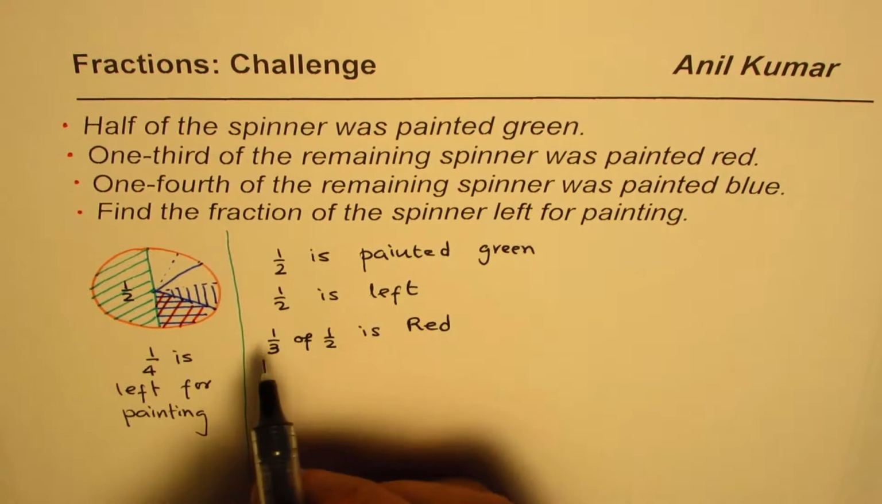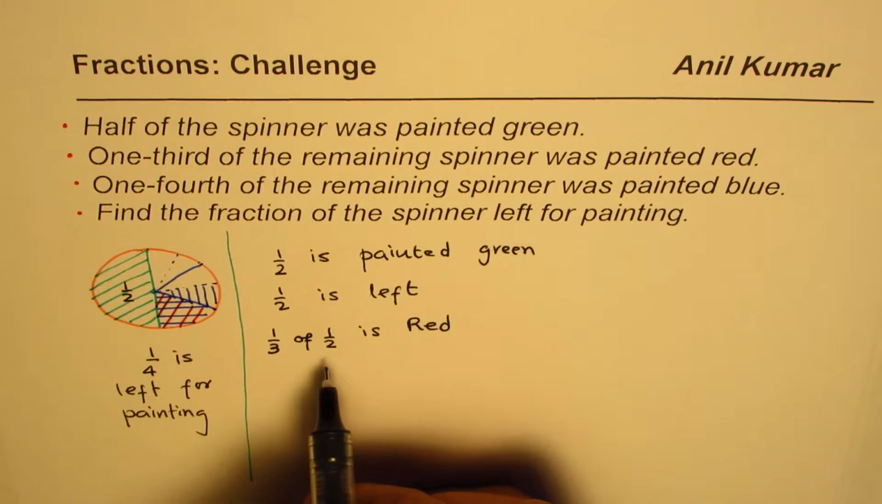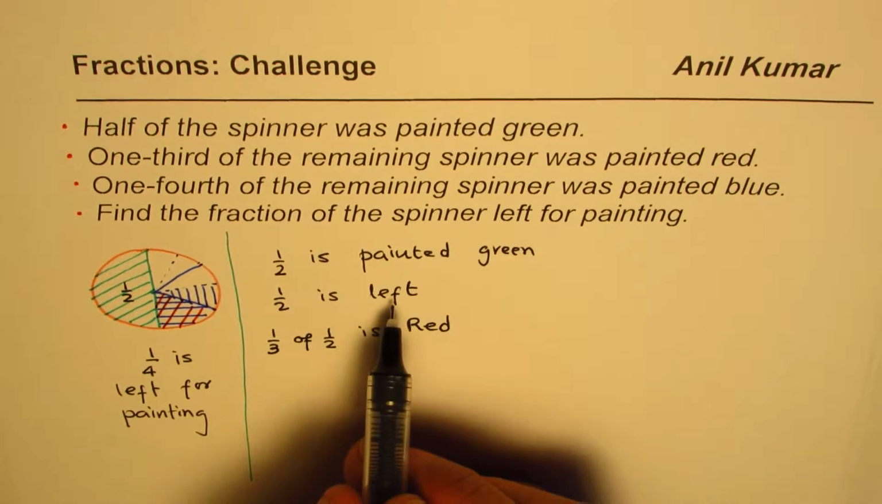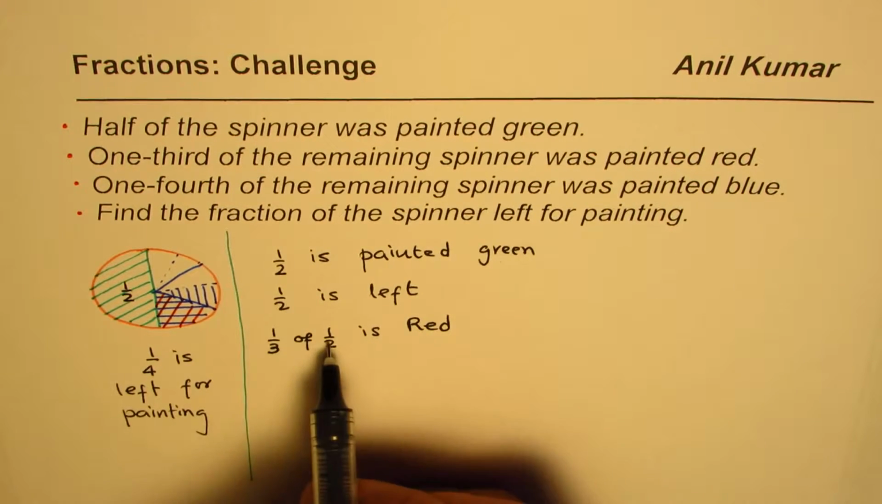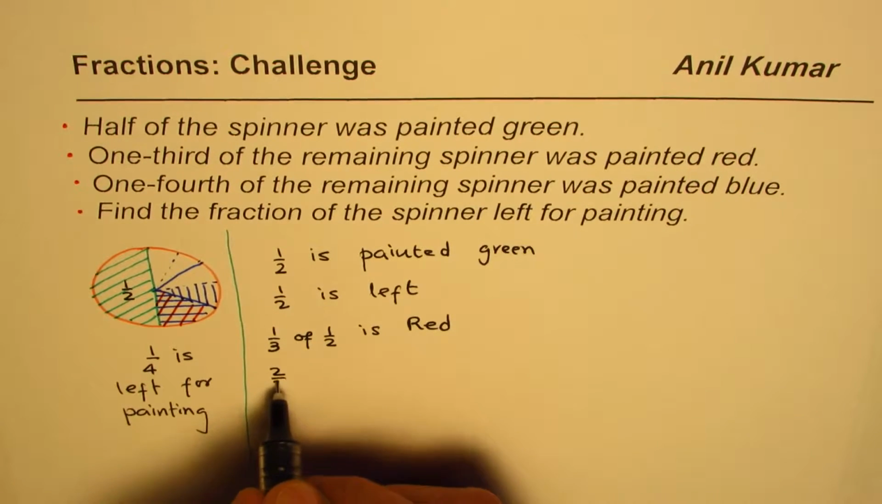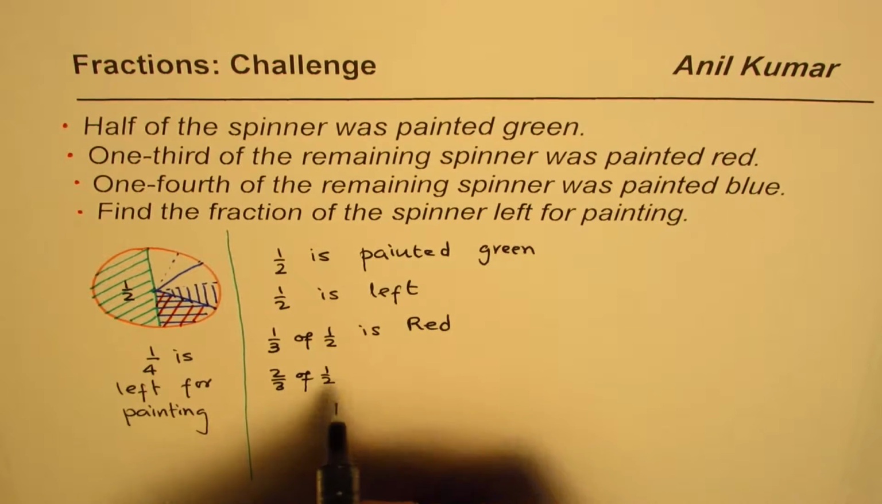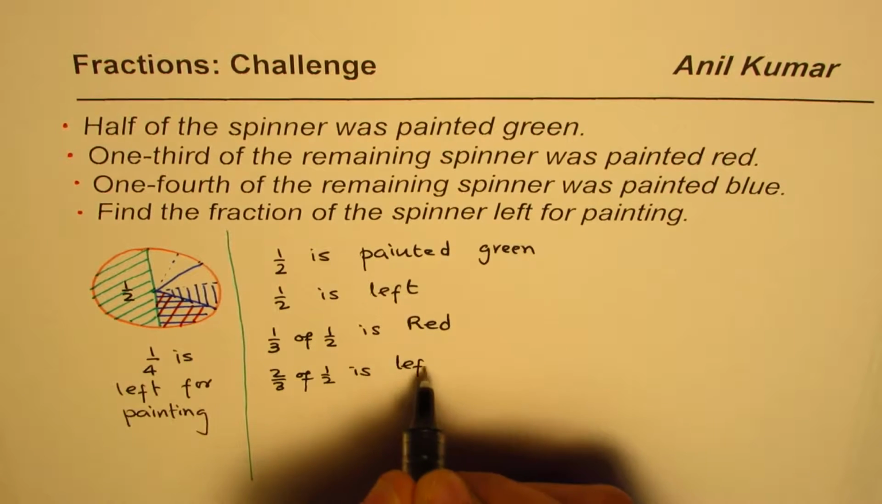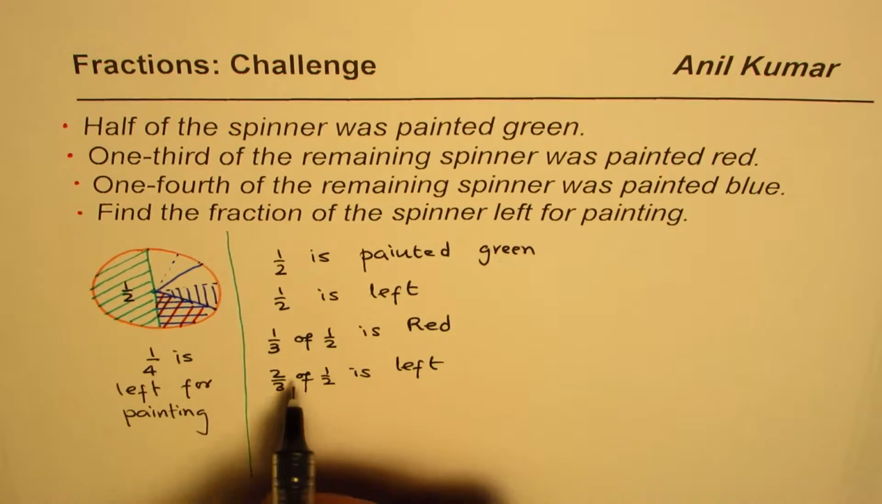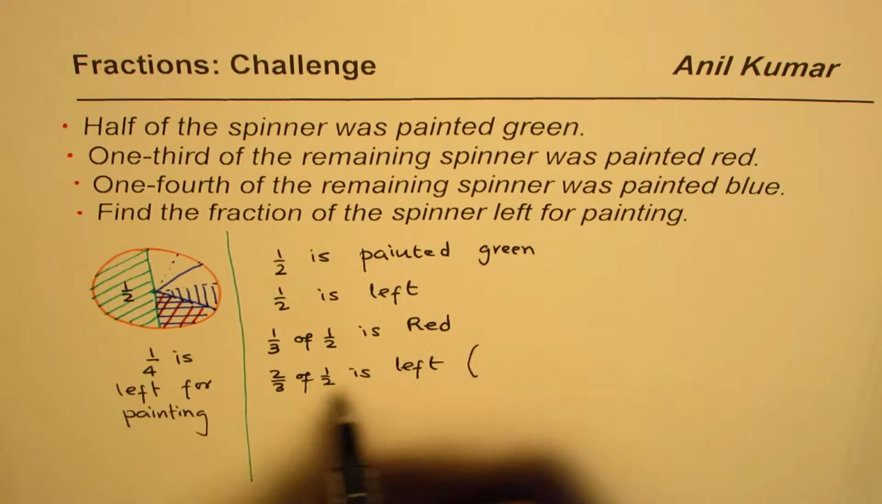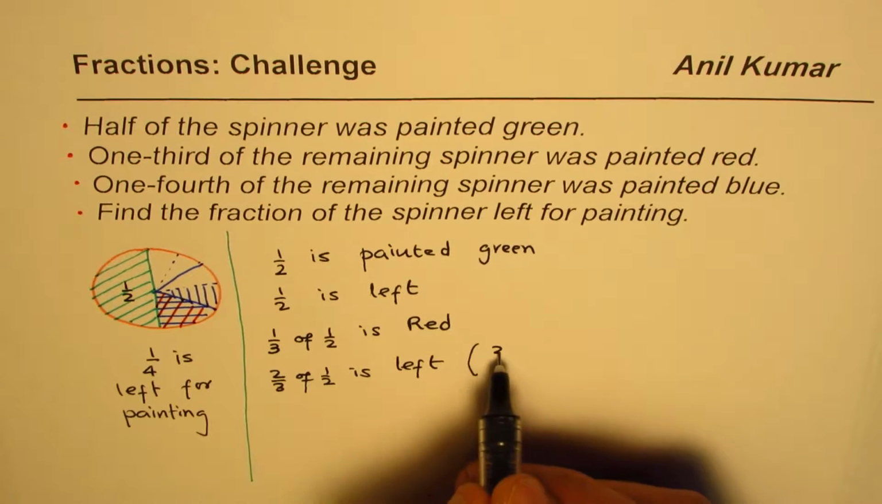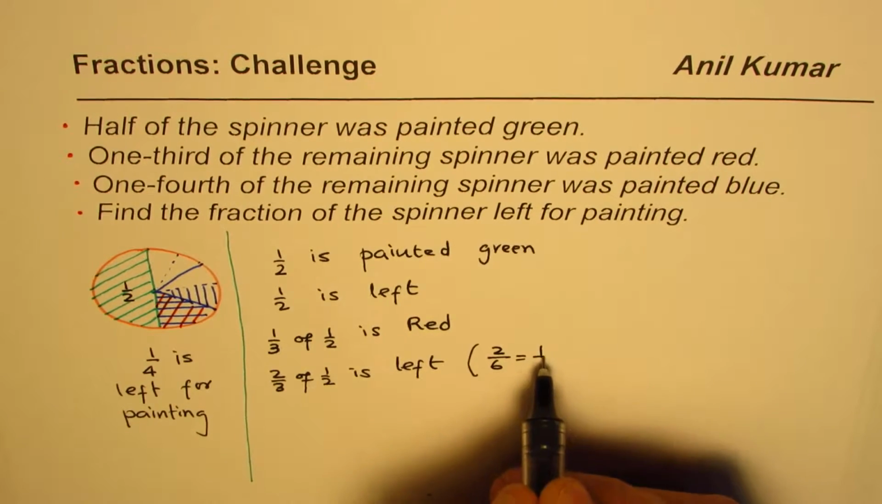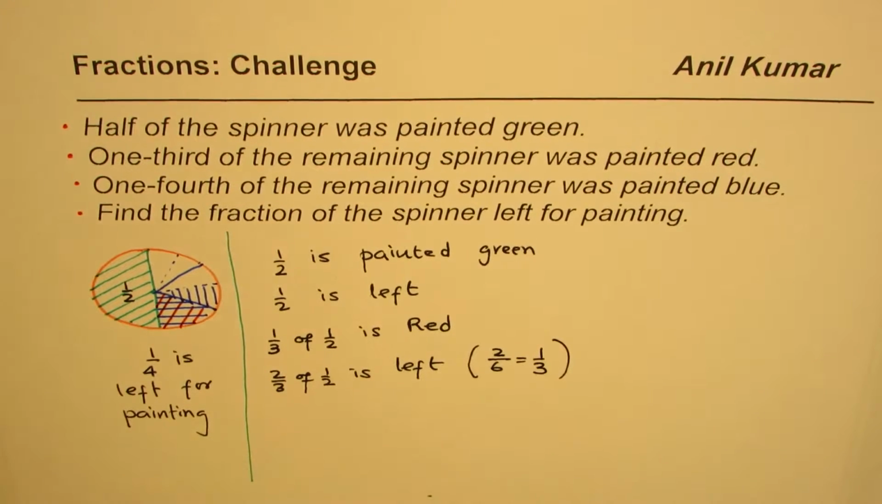Now, if 1/3 of half is red, then we are interested in what is left. 2/3 of half is left, right? Because we painted 1/3, we are left with 2/3 of half, which, when you multiply them, you get 2/6, which is 1/3. Is that okay? So just multiply them. So we have 1/3 left. This is 1/3 of the whole thing, right?